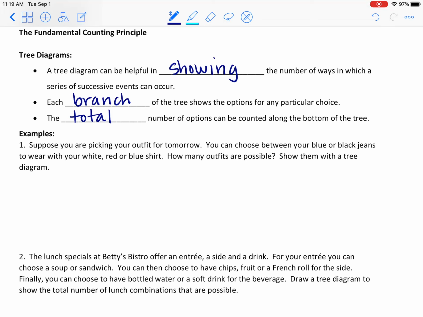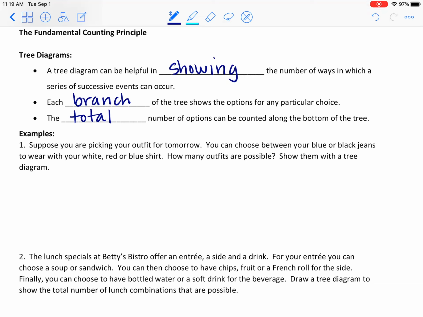Suppose you're picking your outfit for tomorrow, and you can choose between blue or black jeans to wear with your white, red, or blue shirt. So we're going to try to make a tree diagram to show how many outfits are possible, right? How many outfits are possible, show them with a tree diagram.